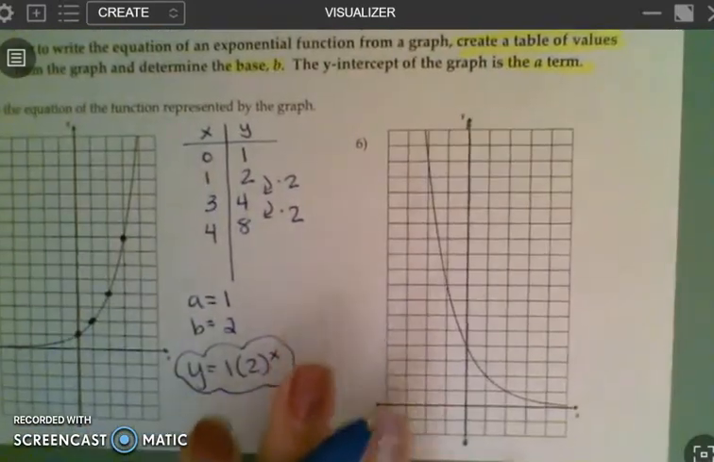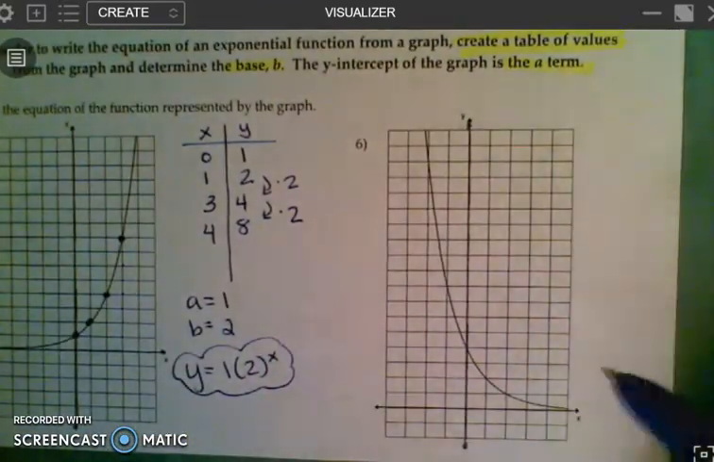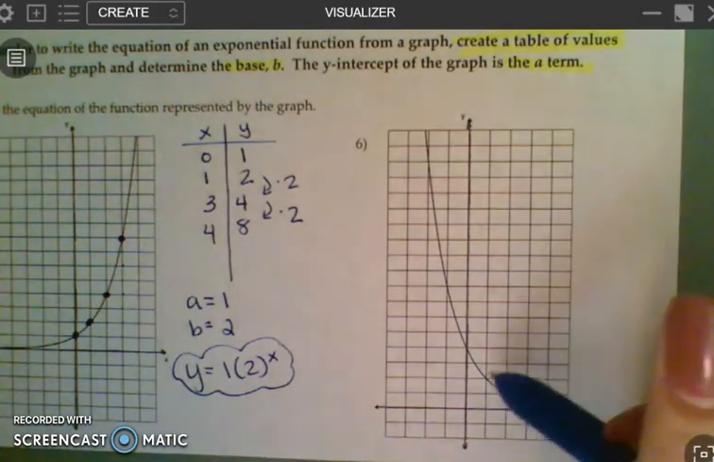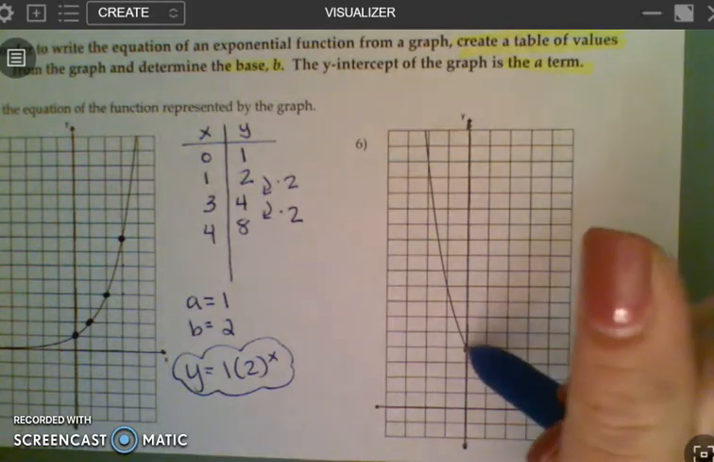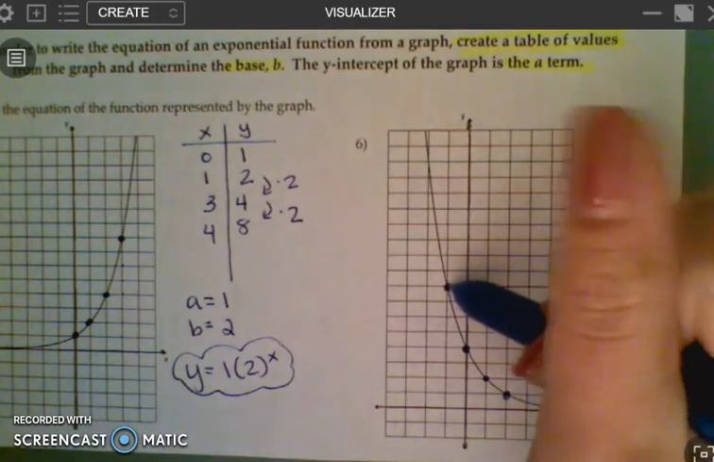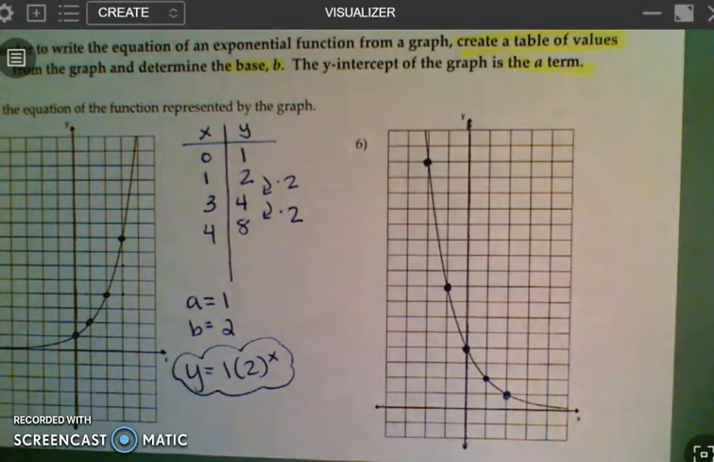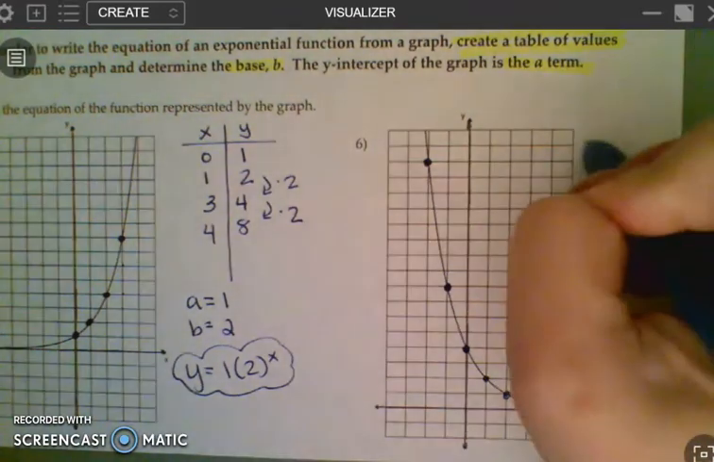Okay, let's try the next one. So I have, let's see, that's a nice point. That's a nice point. Nice point. Nice point. Oh, look, we even have one up top we can use. Remember, you're always creating your table from left to right.